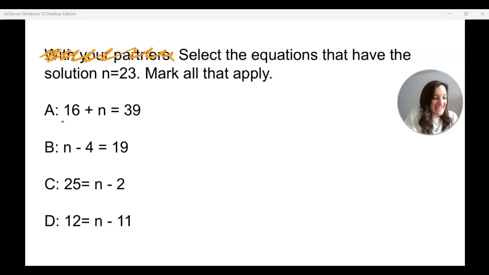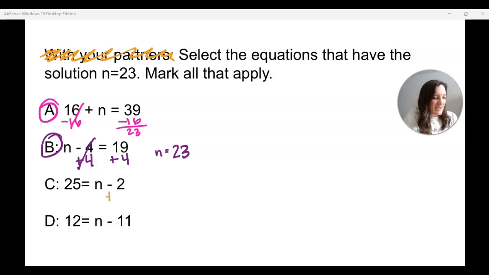I'm going to say, let's do minus 16 minus 16. Swoop. Then we get, ooh, that's 23. So A works. This is a minus 4. So I'm going to add 4. Swoop. Get rid of that. And that leaves me with 23. That works too.